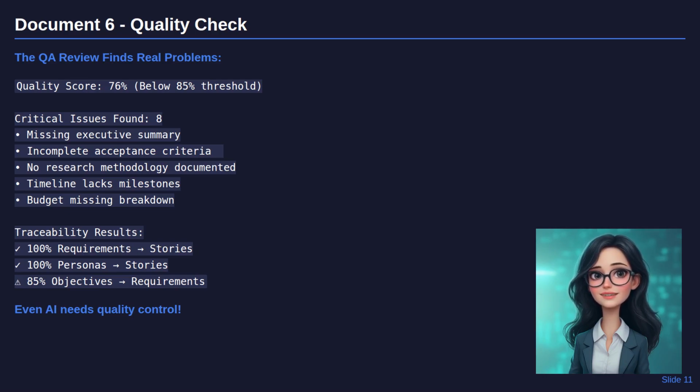There are gaps, inconsistencies, and missing pieces. This is exactly what human QA would find. The first pass is never perfect. Finding these problems isn't failure. It's the system working correctly.